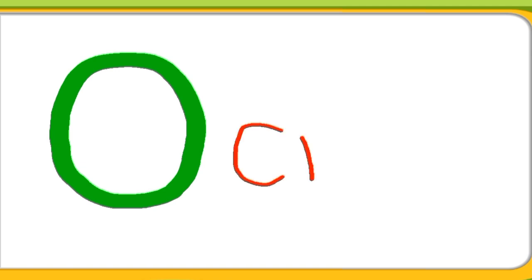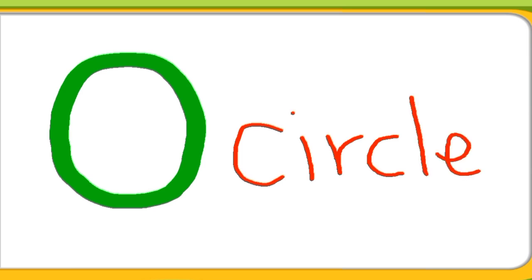This is how we make circle. Circle is round and round. Spelling of circle is C-I-R-C-L-E. Circle.